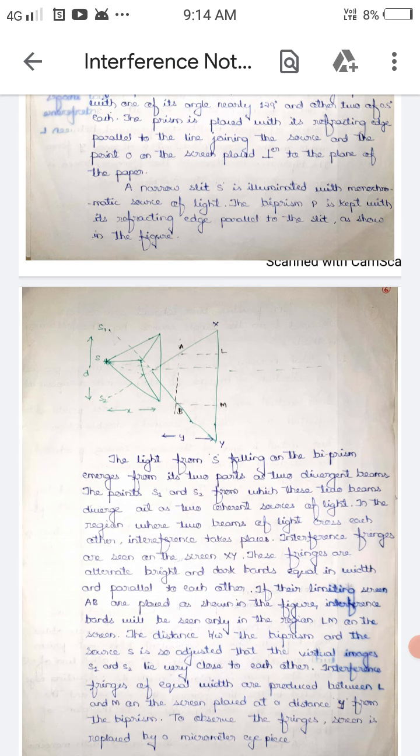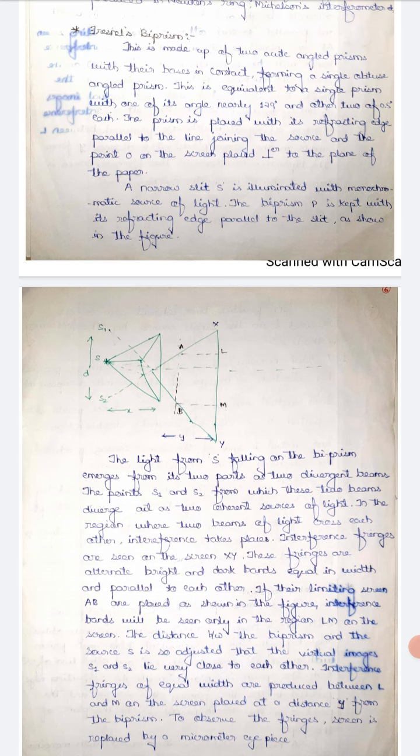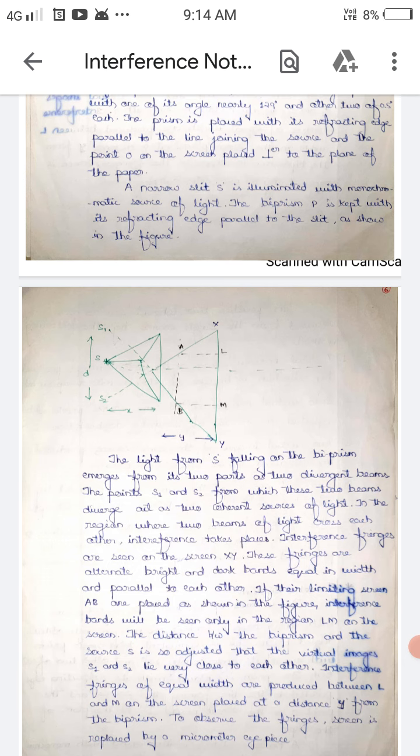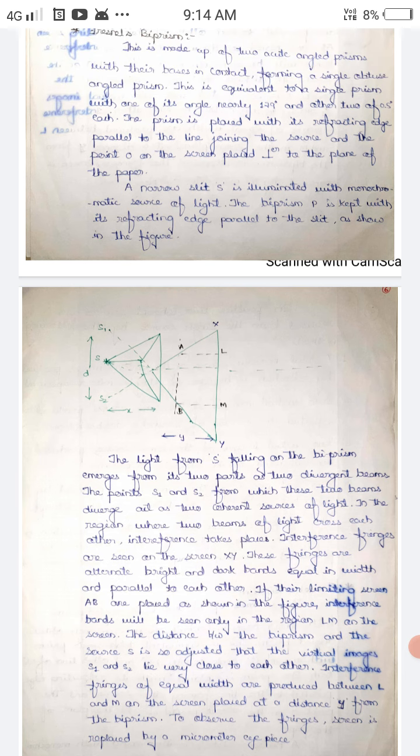single obtuse angled prism with its angle nearly 179 degrees and the other two angles of 30 minutes each. The prism is placed with its refracting edge parallel to the line joining the source and the point O on the screen, which is perpendicular to the plane of the paper. A narrow slit is illuminated with a monochromatic source of light. The biprism P is kept with its refracting edge parallel to the slit as shown in the figure.